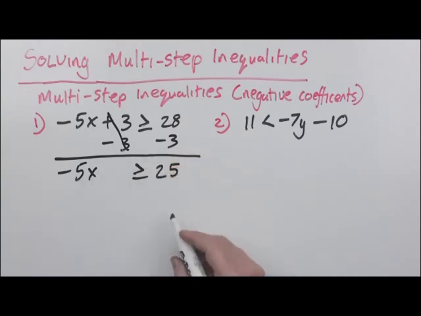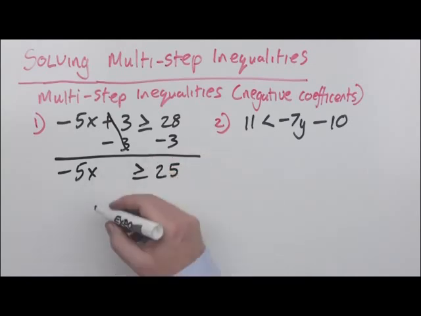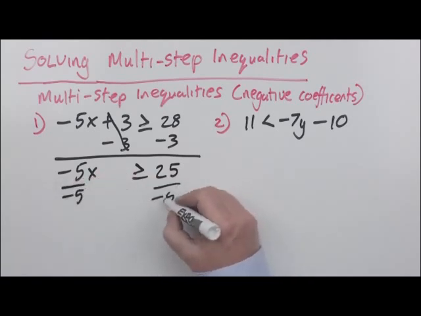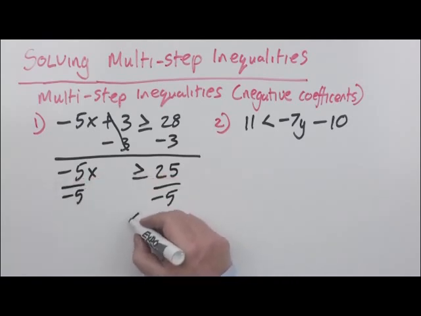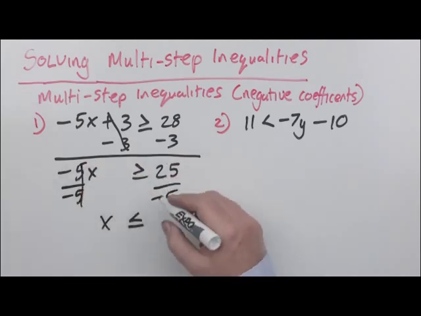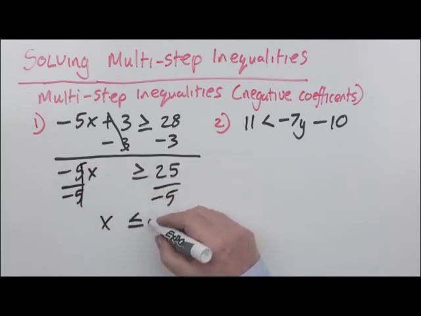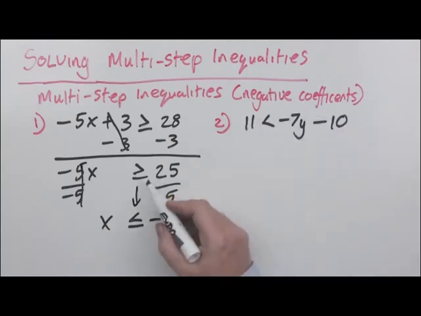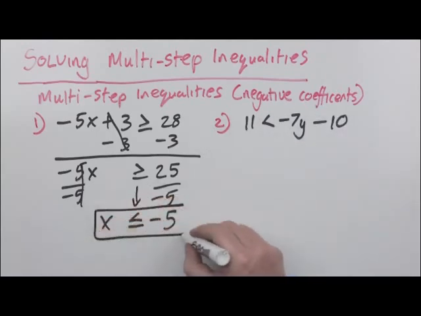Now I do have to divide by a -5. So I am going to flip the sign. So it's -5 here, -5 here. Remember, this sign flips directions when you divide by a negative. So that's x, and that's -5. So x is less than or equal to -5, and that is the answer. Great. Put a box around that. Actually, let's move on to our next problem here.